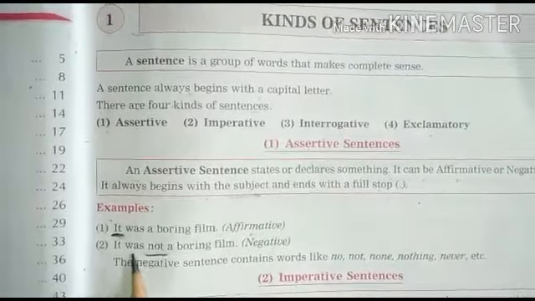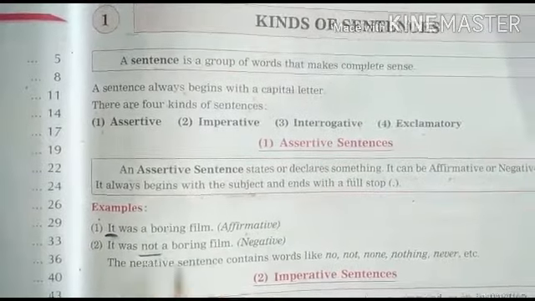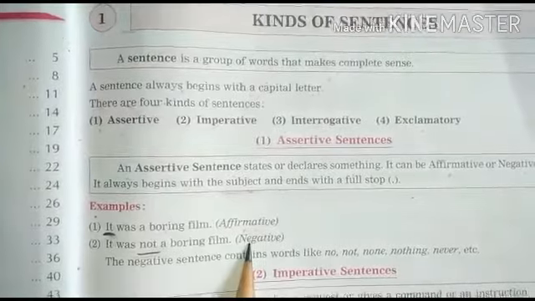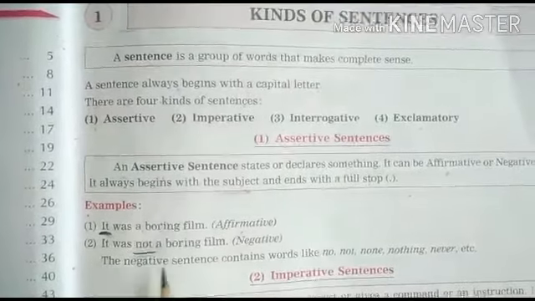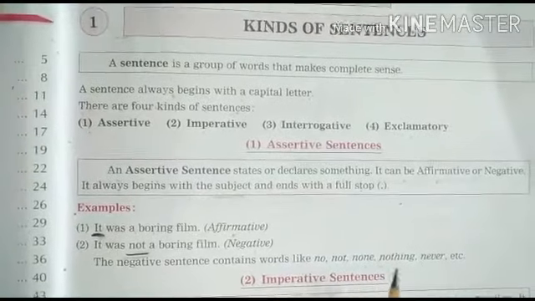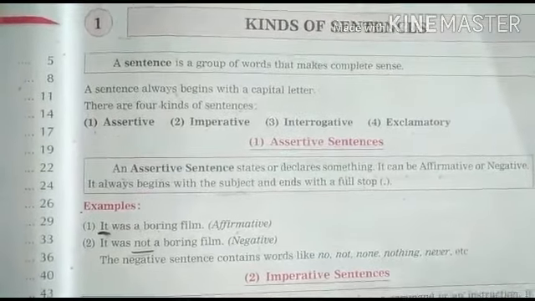Now next is, it was not a boring film. Now students, can you see here? Here not is used. So this sentence is a negative sentence. The negative sentence contains words like no, not, none, nothing, never, etc.